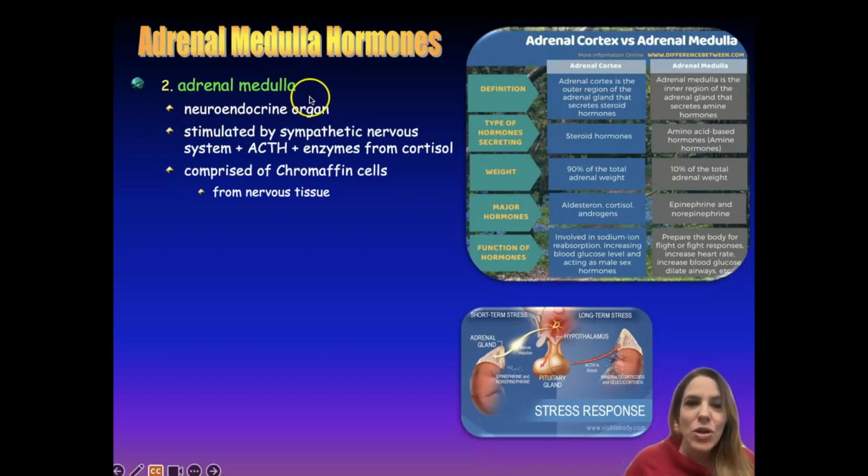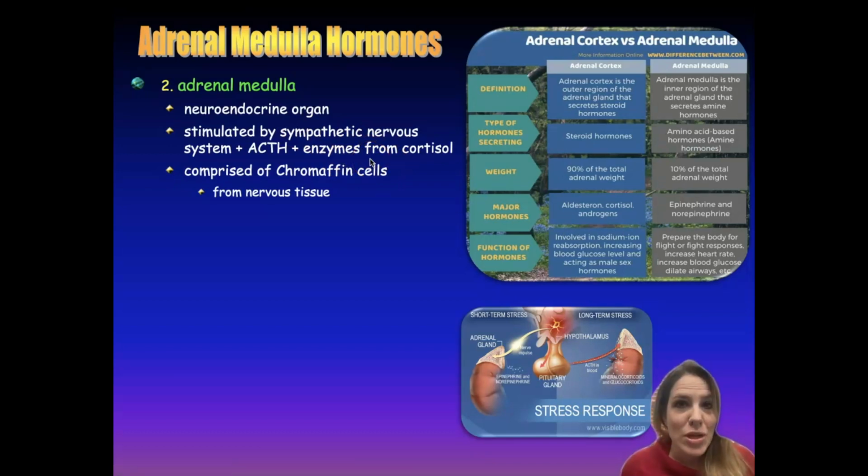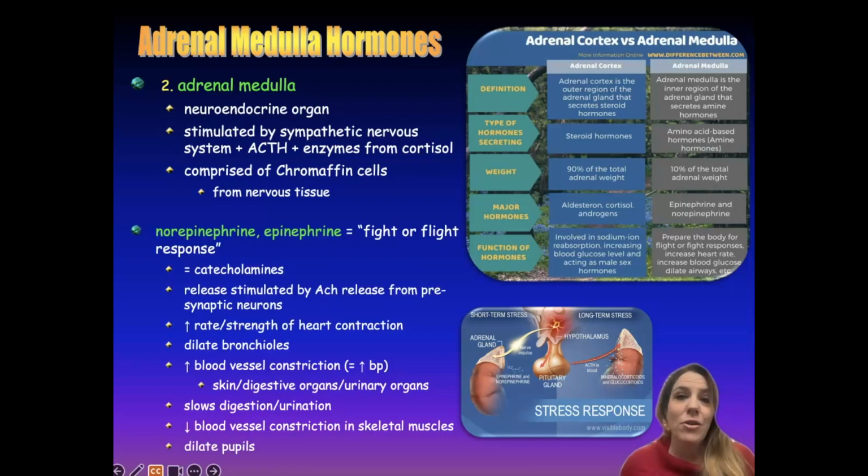So it's a neuroendocrine organ, and what's going to trigger its release of its hormones is signals from the sympathetic nervous system, ACTH produced by the anterior pituitary gland, and enzymes that are released from the production of cortisol. And so this is going to trigger short-term stress responses in the adrenal medulla. In other words, what are known as fight or flight responses. Inside the medulla, the cells that are actually going to be producing these fight or flight chemicals are the chromaffin cells, and those are derived from nervous tissue.